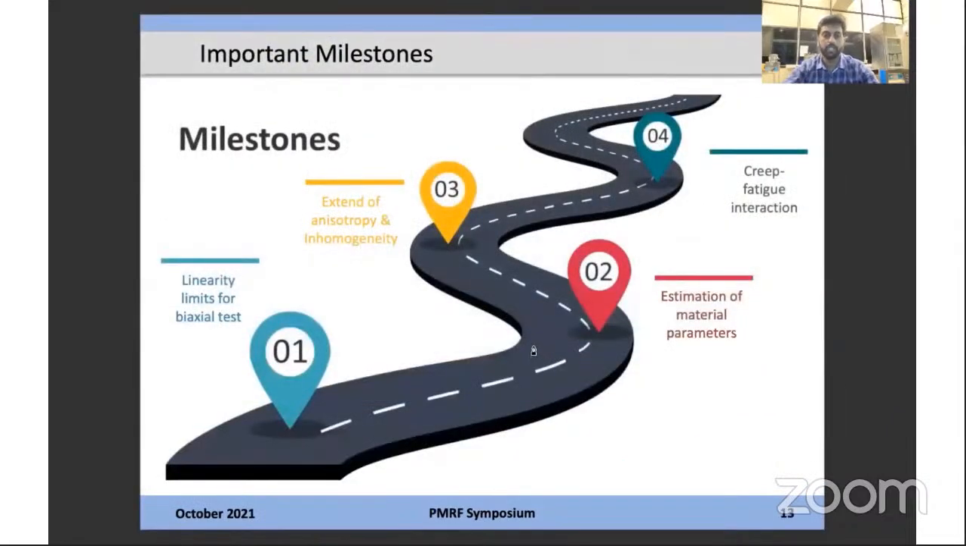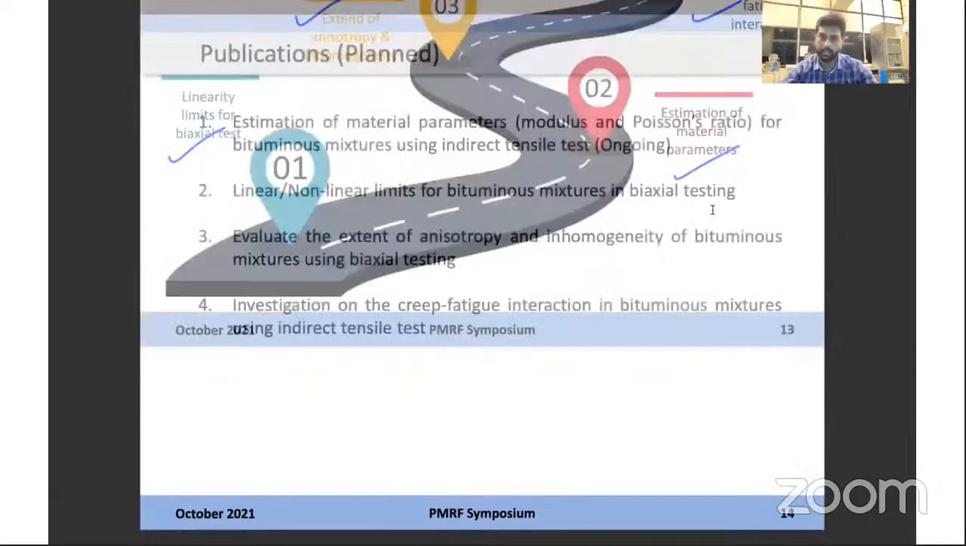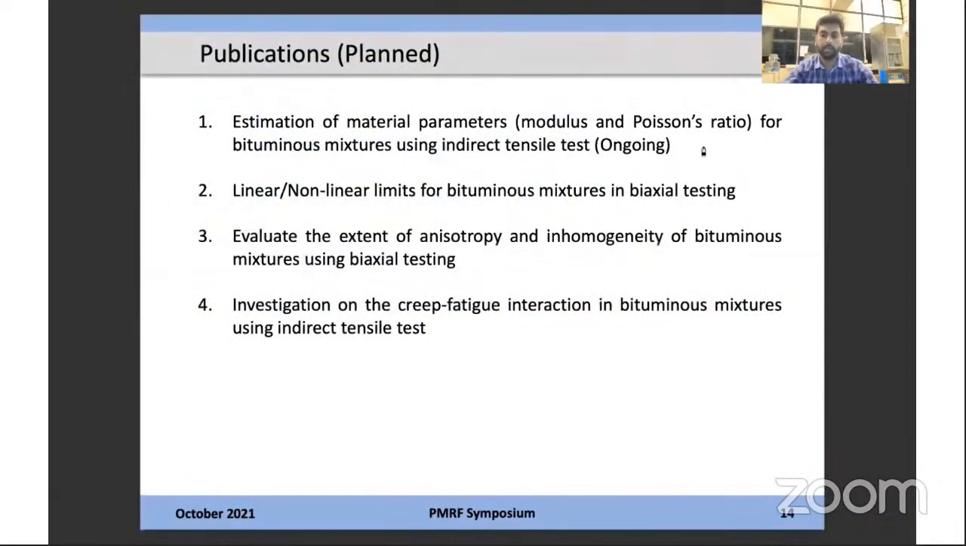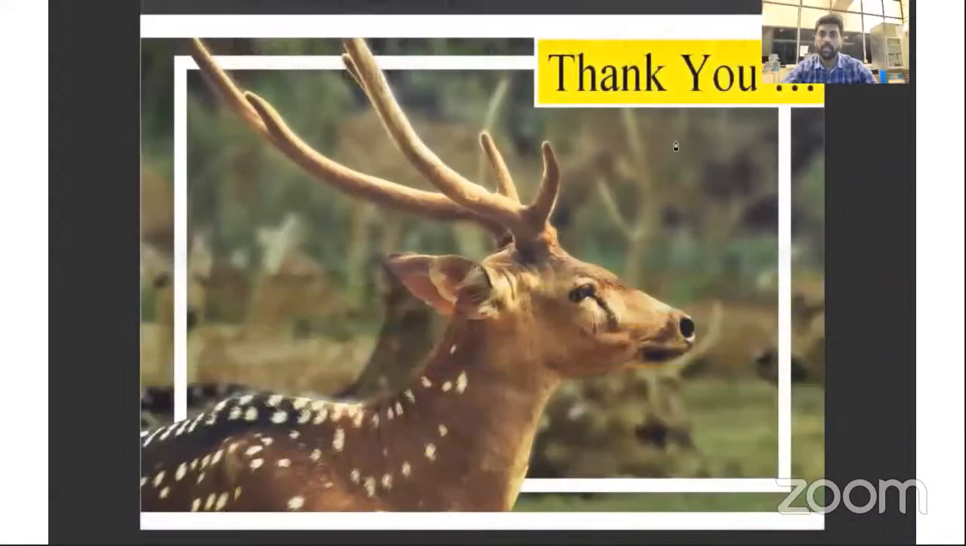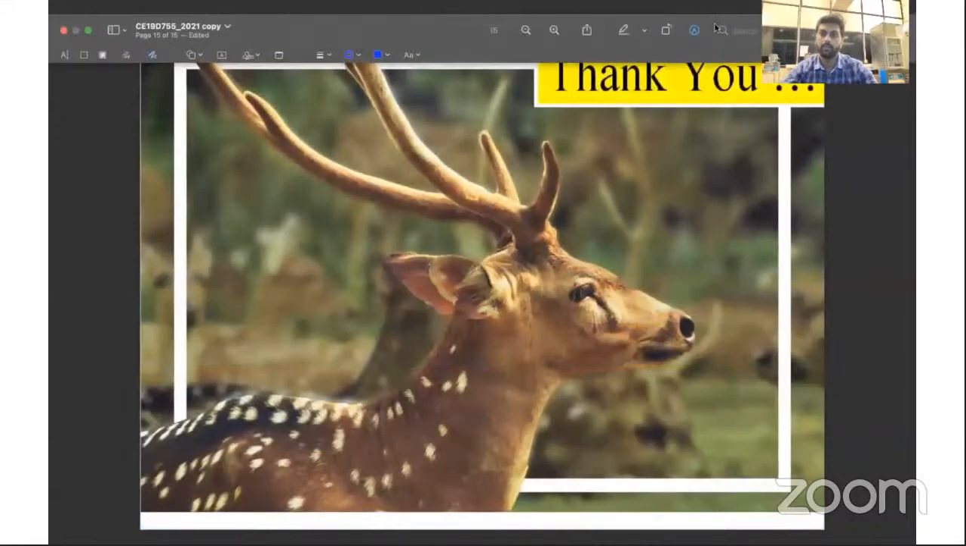These are the important milestones in this investigation. First of all, we'll need to establish the linearity limit. Based on that, we can estimate the material parameters, and the extent of anisotropy and inhomogeneity, and finally the creep fatigue interaction. These are the planned publications, in which the first one is under process. Thank you.